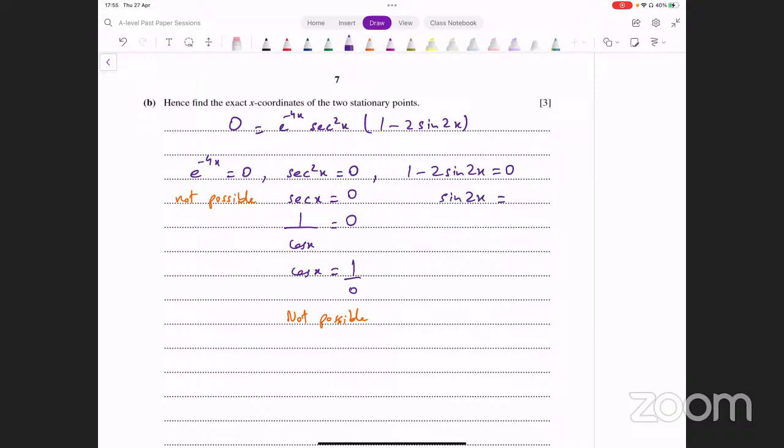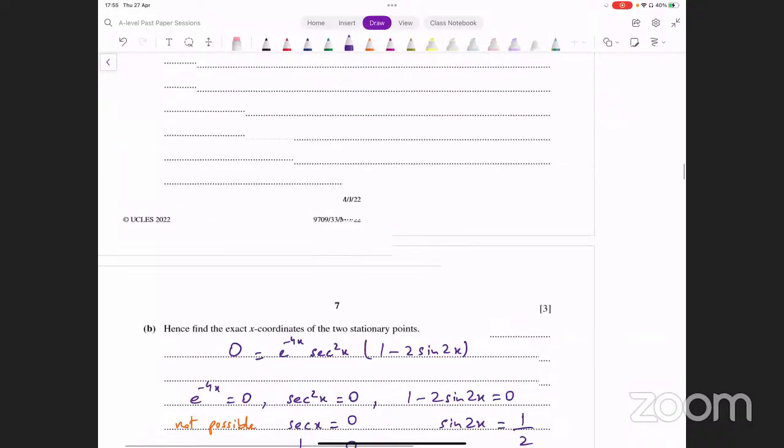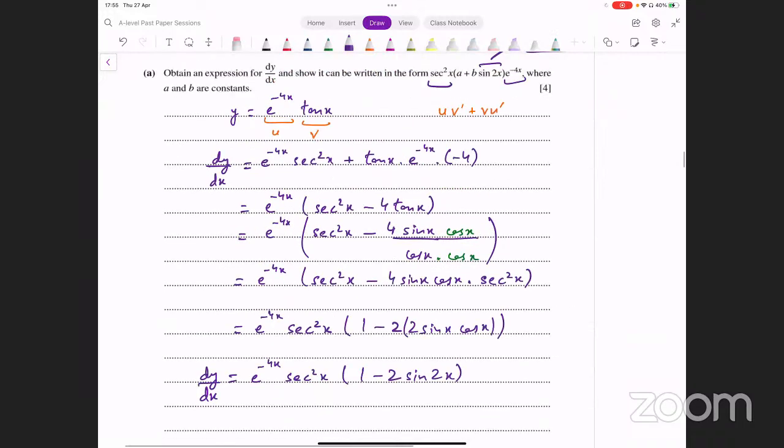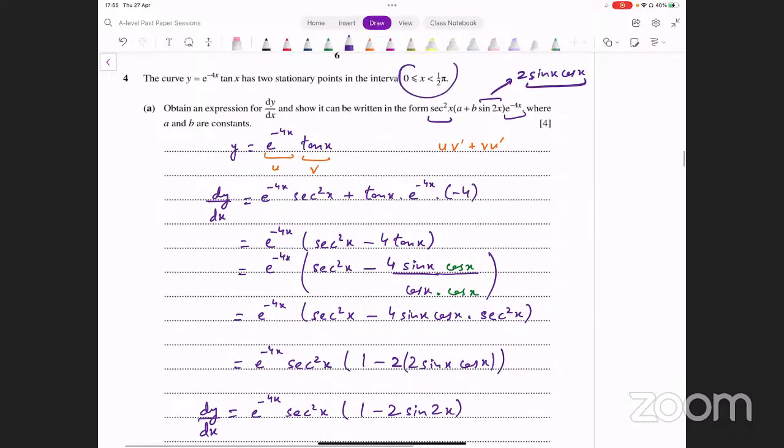Take 2 to the other side and take 1 to the other side and divide by 2. That gives us sine 2x equals 1 over 2. Now in the question, it's given that x is between 0 and pi over 2. All right. But remember, x is not the angle here. The angle that we have here is 2x.